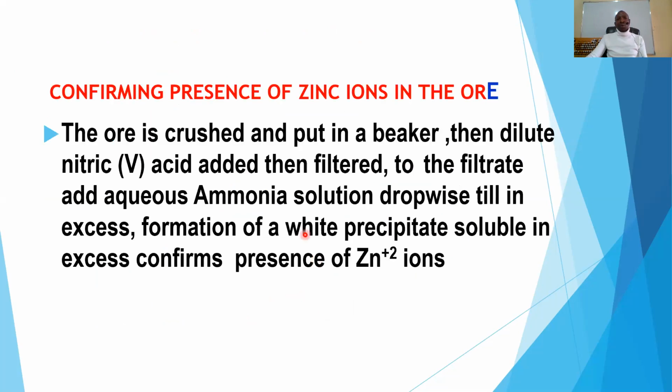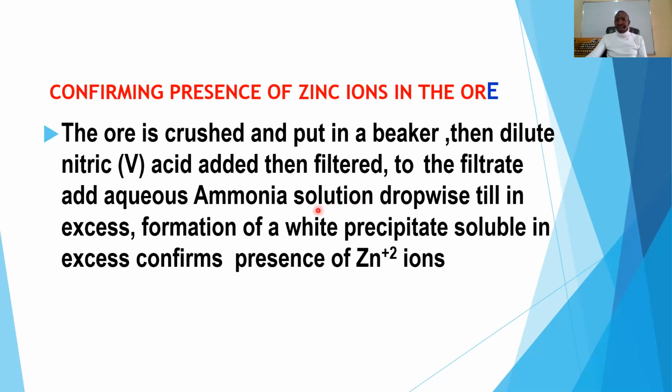Next, we look at how to confirm presence of zinc ions in the ore. So what do you do? The ore is crushed. Once you crush it, you place it in a beaker. Then you add dilute nitric acid. This is to free the ions of zinc. Then you filter to remove any undissolved or unreacted impurities.